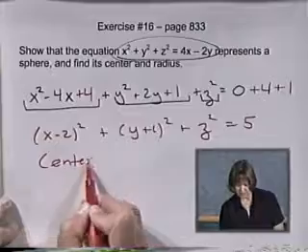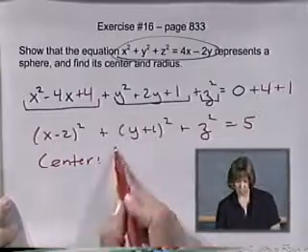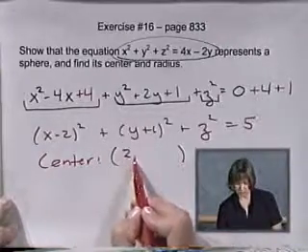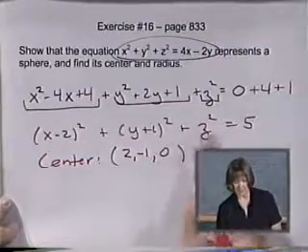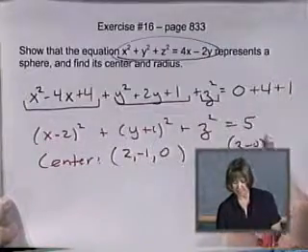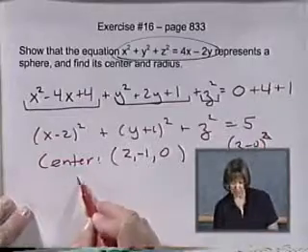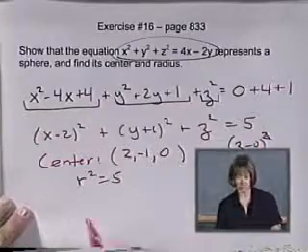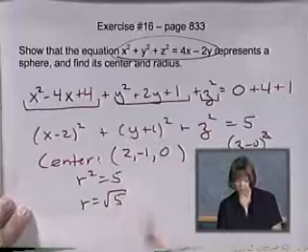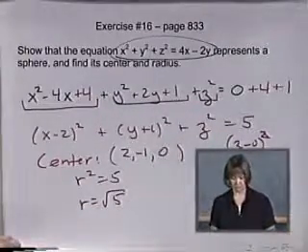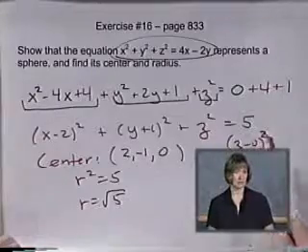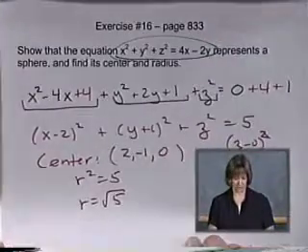So what is my center? 2, negative 1, 0, right? Because z squared is the same as (z minus 0) squared, isn't it? And what's my radius? Well, r squared's 5, so my radius is square root of 5. Okay, so we did a number of those, so you should be comfortable with that. Okay, just a couple more.